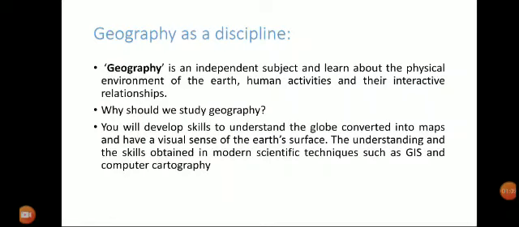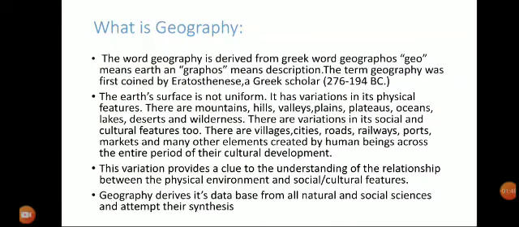Why should we study geography? Geography gives us tools to understand the variations which take place on the surface of the earth, and we can investigate the causes of these relationships over time and space. You develop skills to understand the globe converted into maps and have a visual sense of the earth's surface. The understanding and skills obtained in modern scientific technologies such as GIS and computer cartography equip you to contribute meaningfully to national endeavor and development.